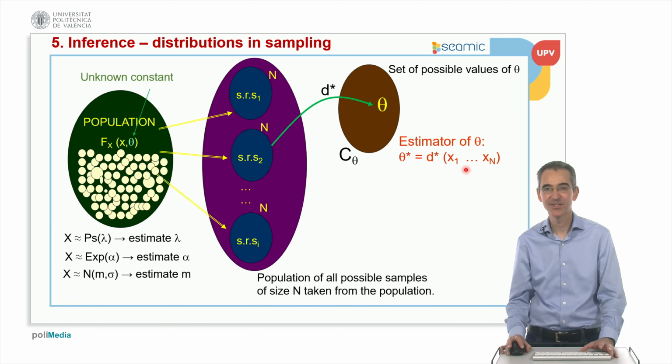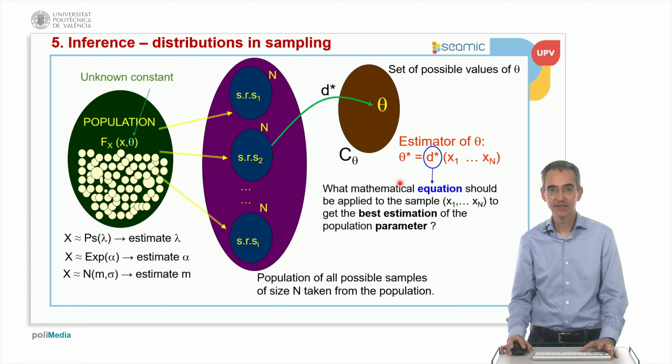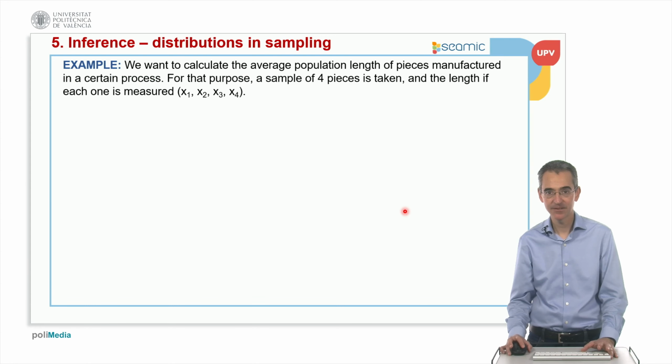This is important, that you understand what it means. In the next slide, it is probably better explained. x1 to xn are the values that we have taken in the sample. We apply a mathematical function to estimate the real parameter. We don't know the real value of the parameter, so we have an estimation, and this is why we write it with an asterisk. So the issue is, what is the mathematical equation that we should apply to this sample in order to get the best estimation of the population parameter? This is what I will explain in the next slides.